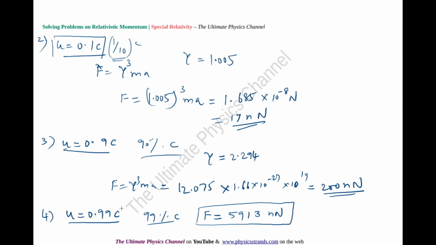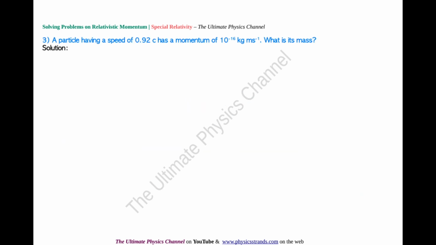A significant increase in force from about 200 nanonewtons for 90% of the speed of light. To accelerate the proton to about 99% the speed of light, we need about 30 times more force, right? For a 10% increase in speed of the proton, right? Let's move on to the next one.